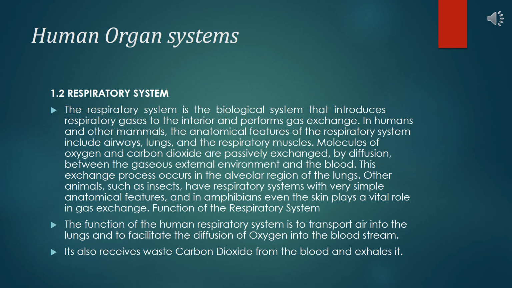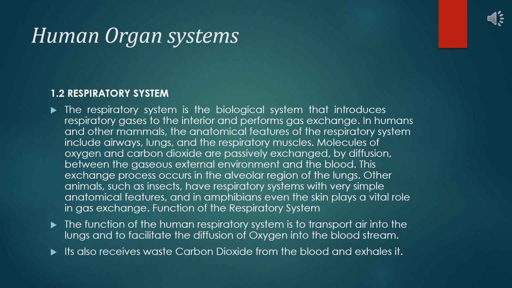The respiratory system is the biological system that introduces respiratory gases to the interior and performs gas exchange in humans and other mammals. The anatomical features of the respiratory system include airways, lungs, and the respiratory muscles. Molecules of oxygen and carbon dioxide are passively exchanged by diffusion between the gaseous external environment and the blood. This exchange process occurs in the alveolar region of the lungs. Other animals, such as insects, have respiratory systems with very simple anatomical features, and in amphibians, even the skin plays a vital role in gas exchange.